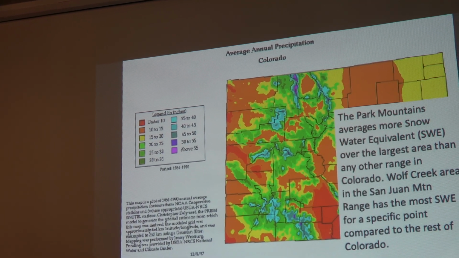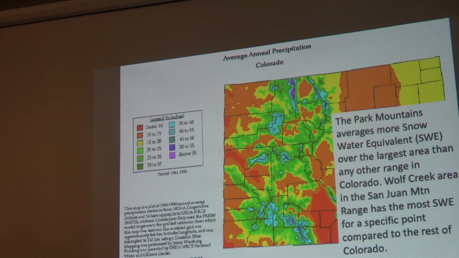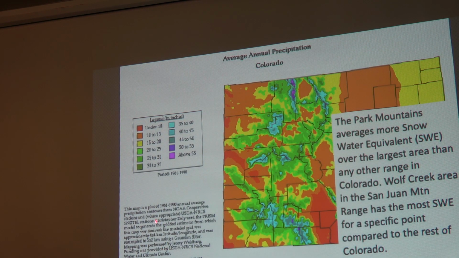Another interesting fact people often hear about the Wolf Creek area is having the highest snow water equivalent in their snowpack. They do. Wolf Creek would be this little purple area down here. For a specific point, they do have the highest snow water equivalent. But over the largest area, the Park Range has a higher snow water equivalent than any other mountain range in Colorado. That just means how much water is actually in the snowpack, because there's a lot of air in the snowpack too. So I think that makes us pretty special.